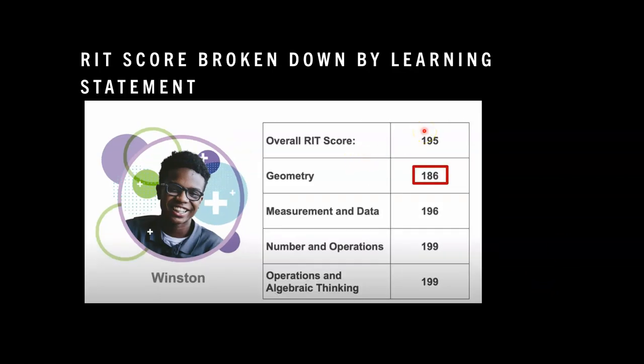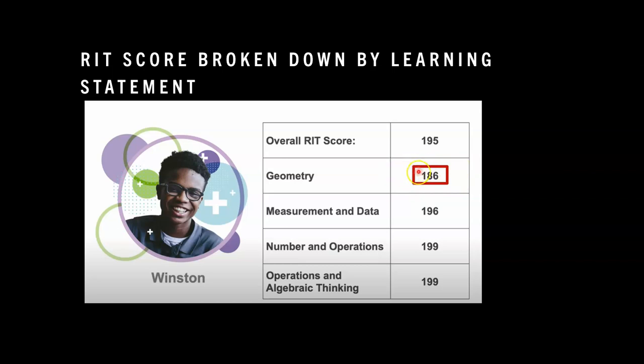You can also break down the learning continuum by learning statement. So in this case, we've looked at math. So the learning statements that fall within the math assessment are the categories of geometry, measurement and data, number and operations, operations and algebraic thinking. Even though the test gives an overall RIT score, so we know Winston got a 195 overall, it does break it down by these instructional areas to give a RIT score based on the instructional area.